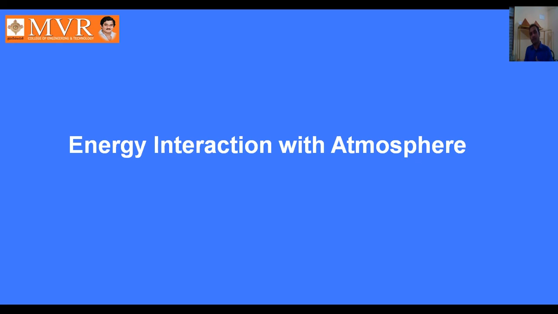Then after reflection takes place from here, the radiation goes back through the atmosphere and reaches the sensor. If you observe here, the sun energy interacts with the atmosphere twice. So in this process, sun energy interacts with the atmosphere twice. So what happened? Sun energy interacts with the atmosphere.